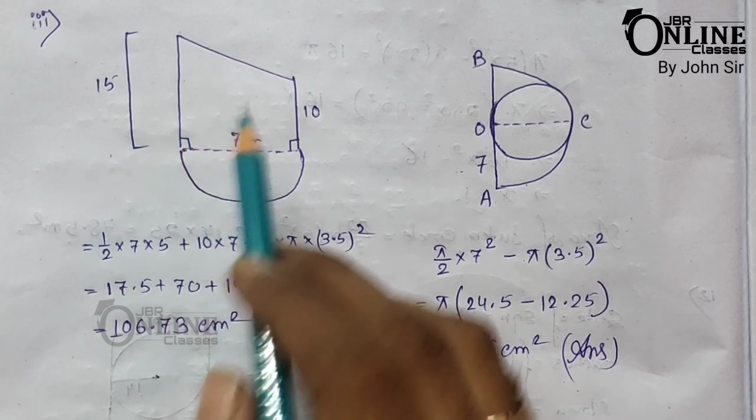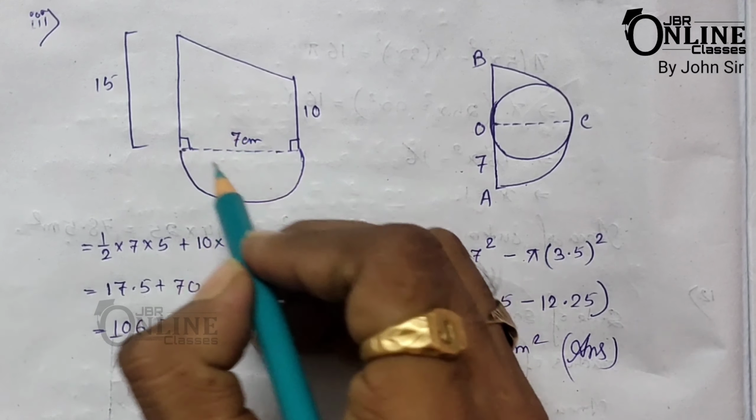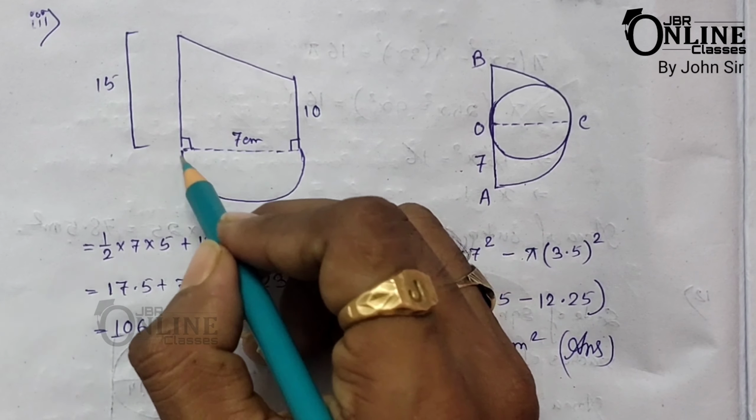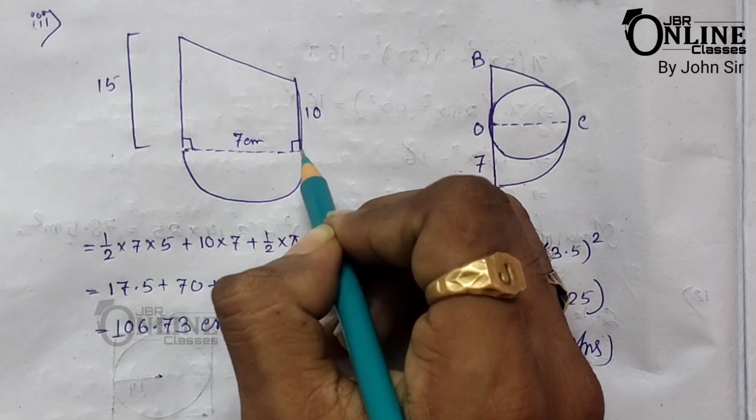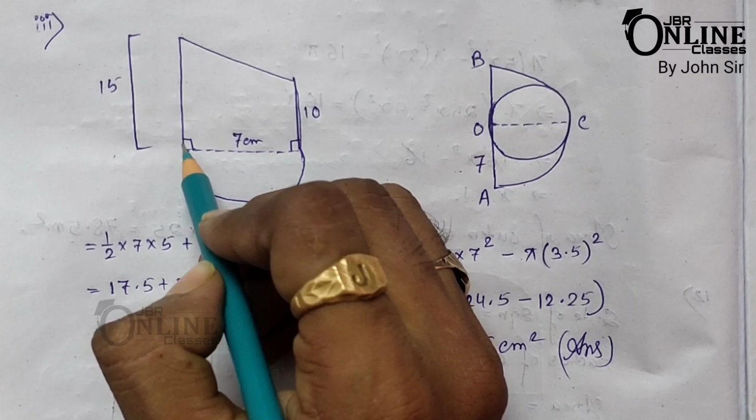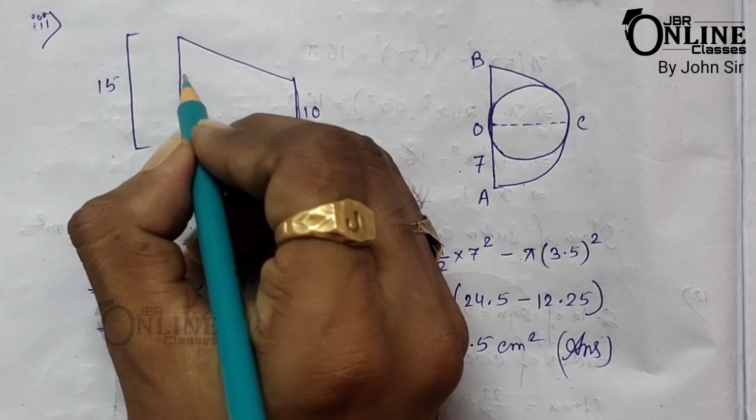Okay. Now next one, sum number 13.3. So in 13.3, that is the diagram. Here this dotted line is 7 centimeter, this is a semicircle, this one is 10 centimeter and this one is 15 centimeter. So first draw a parallel line.